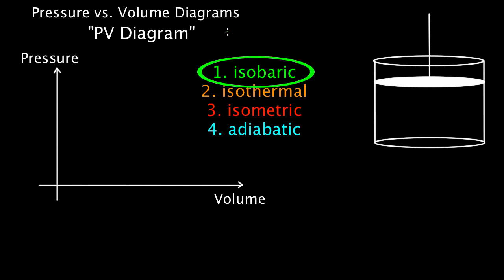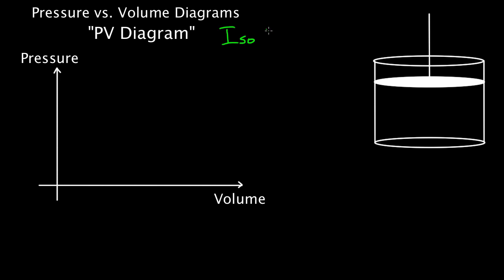The first one is called an isobaric process. Iso means constant. So whenever you see iso before something, it means constant, whatever follows next. And this one's isobaric. Baric? Well, bar, that's a unit of pressure. So baric is talking about pressure. Isobaric means constant pressure. So how do you represent this on a PV diagram?